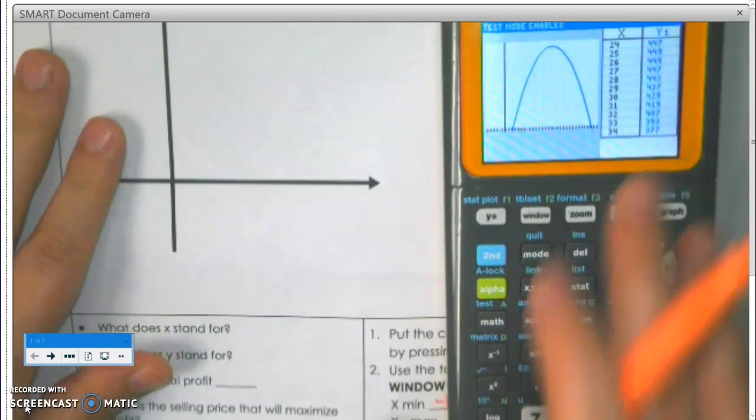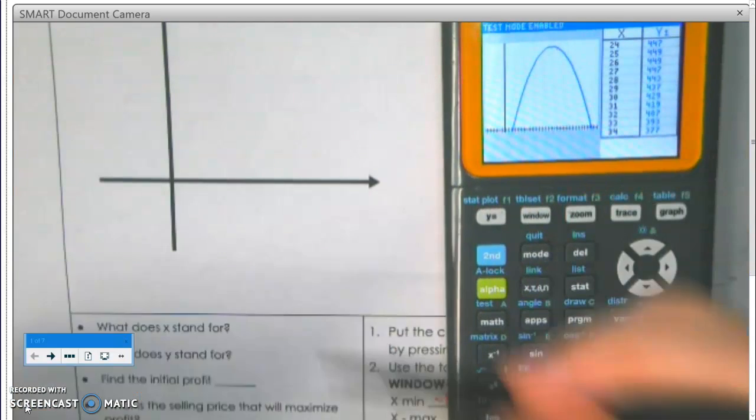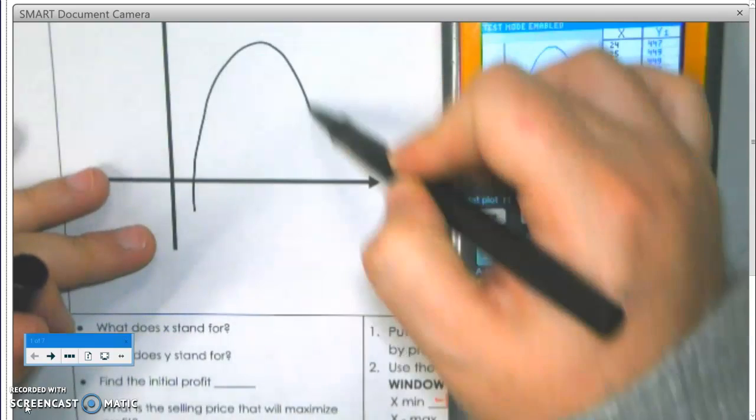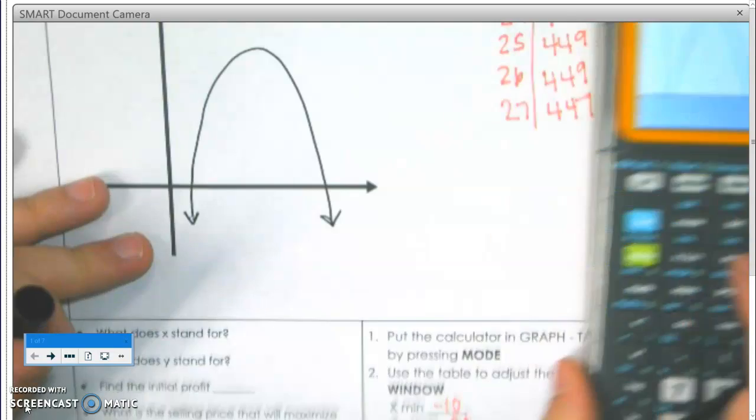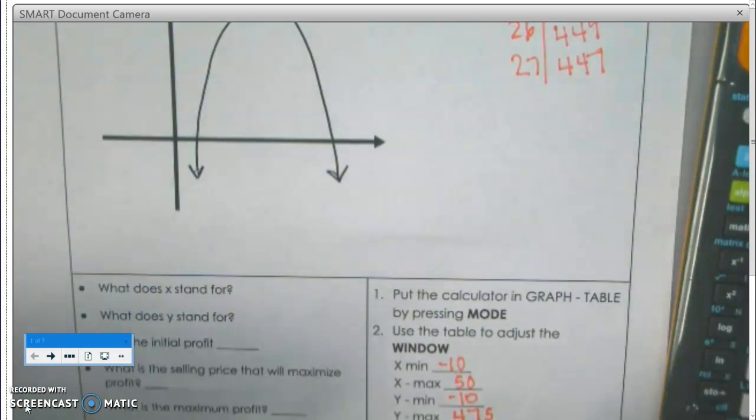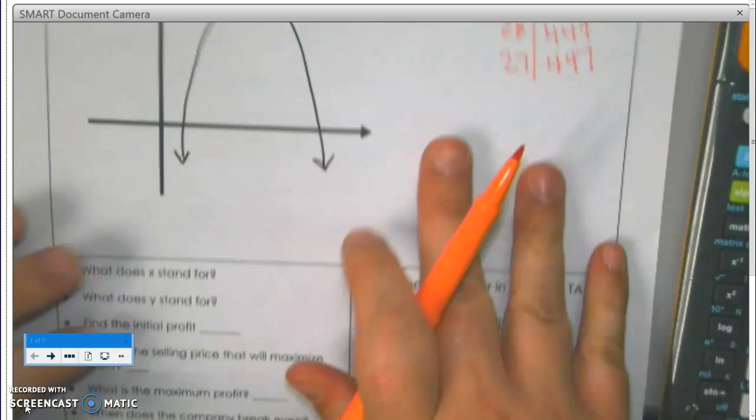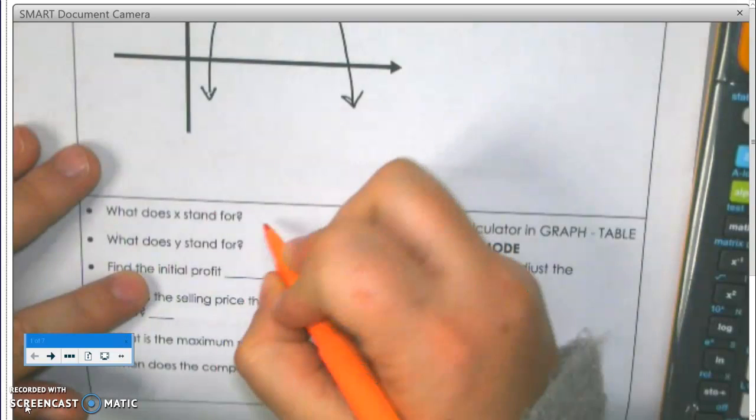All right, so now it doesn't have to be beautiful, I can kind of sketch what that's supposed to look like. And now I can answer the questions. All right, what does the X stand for? We said that the X was the selling price.